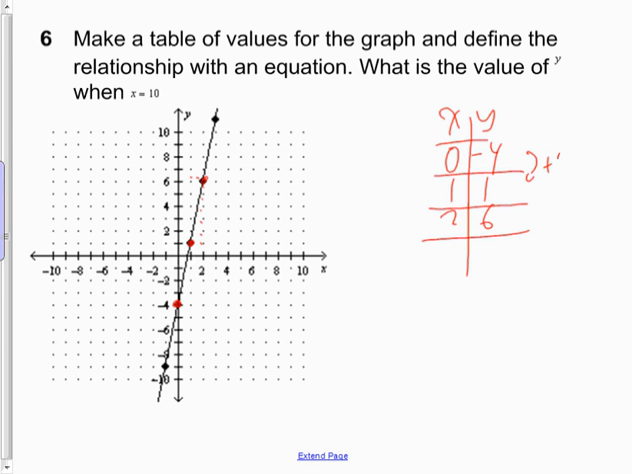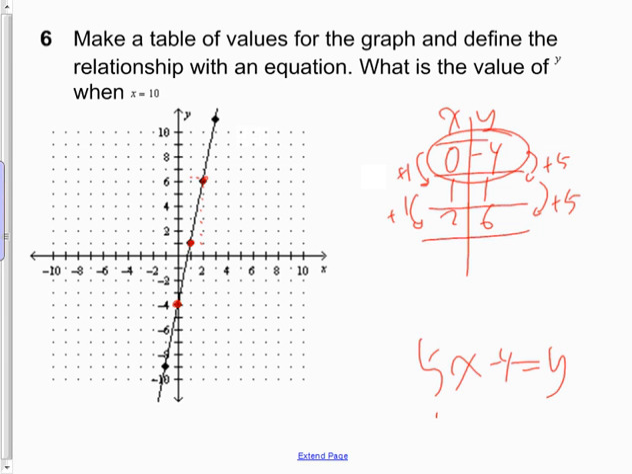Here it's going up by 5. Here it's going up by 5. Here it's going up by 1. And here it's going up by 1, which means in my equation, 5 will be my coefficient. Now without substituting, this point tells me what my constant is. If x is 0, y is negative 4. So what's my constant? Negative 4, right?